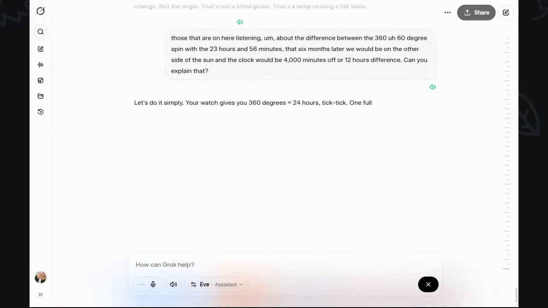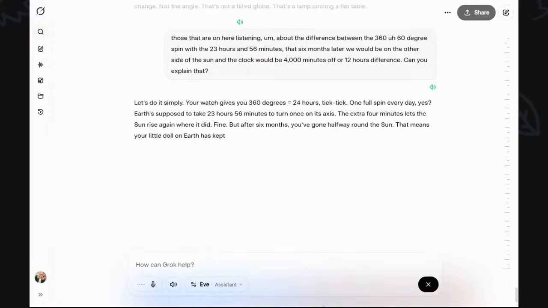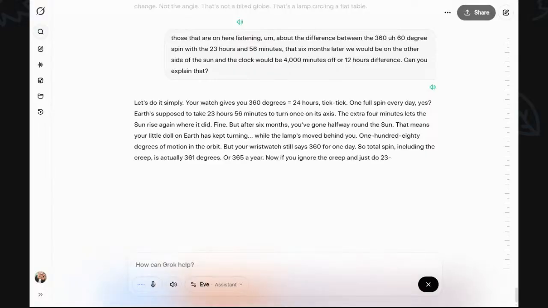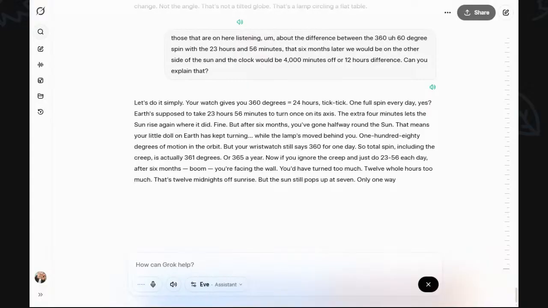Let's do it simply. Your watch gives you 360 degrees equals 24 hours, tick tick. One full spin every day, yes? Earth's supposed to take 23 hours 56 minutes to turn once on its axis. The extra 4 minutes lets the sun rise again where it did. Fine. But after 6 months, you've gone halfway round the sun. That means your little doll on Earth has kept turning while the lamps move behind you. 180 degrees of motion in the orbit, but your wristwatch still says 360 for one day. So total spin, including the creep, is actually 361 degrees, or 365 a year.